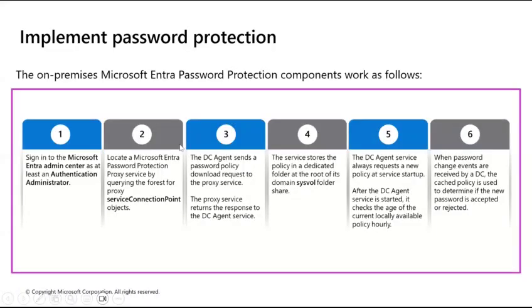If I go back, first you have to sign into Entra admin. At least you should have a role of authentication administrator. You will locate an Entra password protection proxy service by querying the forest. Then the DC agent sends a password policy download request to the proxy service, and in turn it responds to the DC agent service. The service stores the policy in a dedicated folder. That is how the components work. When password change events are received by a DC, the cached policy is used to determine if the new password is accepted or rejected based on the list that you've created. That's the workflow of how things work at the backend.